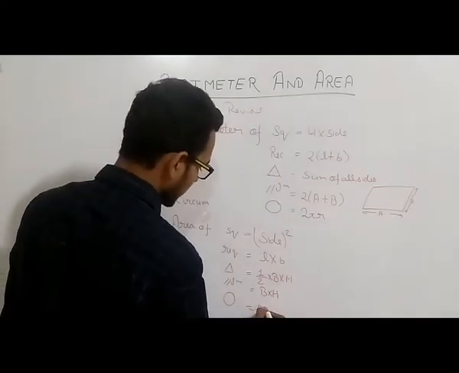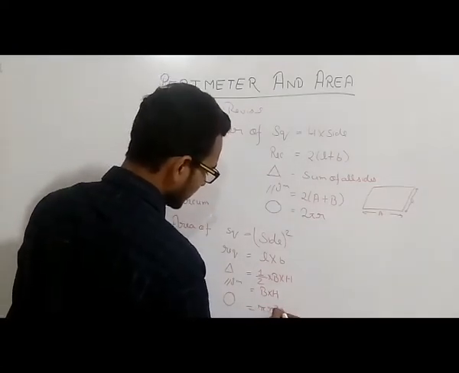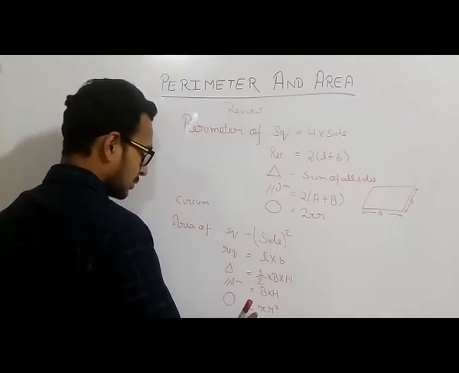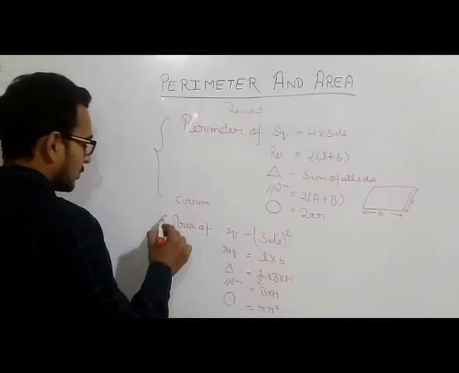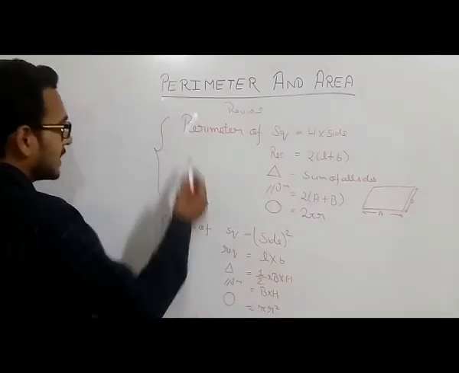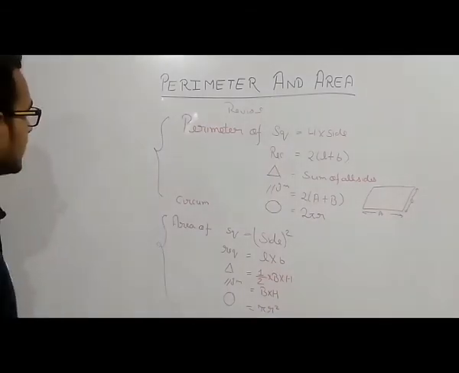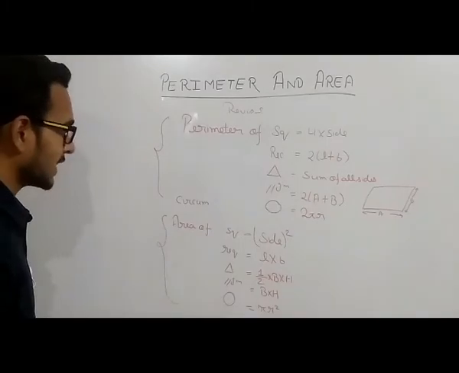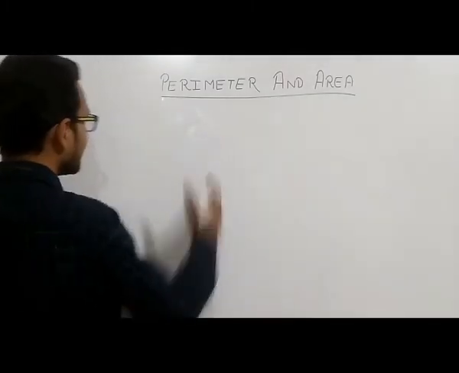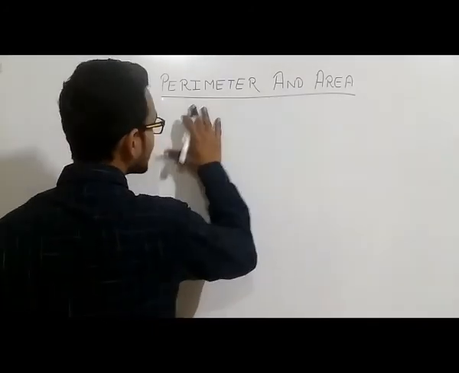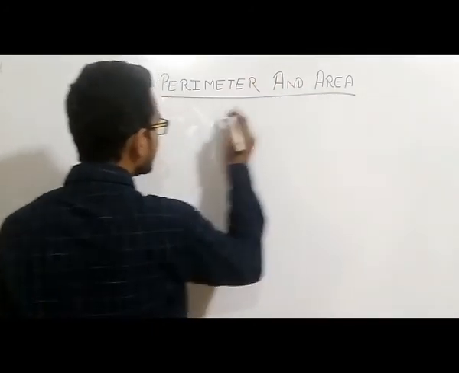The area of the circle is pi r square, the multiplication of the constant pi by the square of the radius. In this way we find with an easy method the perimeter and area of the square, rectangle, triangle, parallelogram and circle. So let us begin the questions related to perimeter and area.